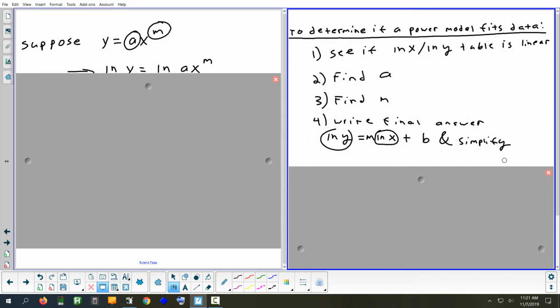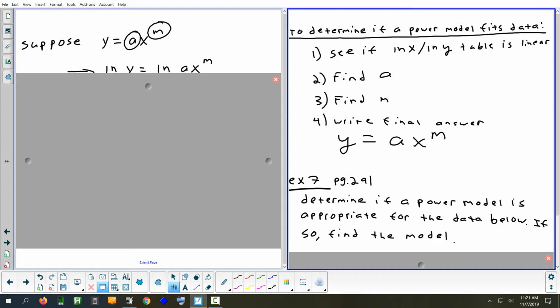Right, and then we write our final answer. So your final answer is going to look like y equals ax to the m. And the calculator will tell you those two numbers, as long as you type everything in right.